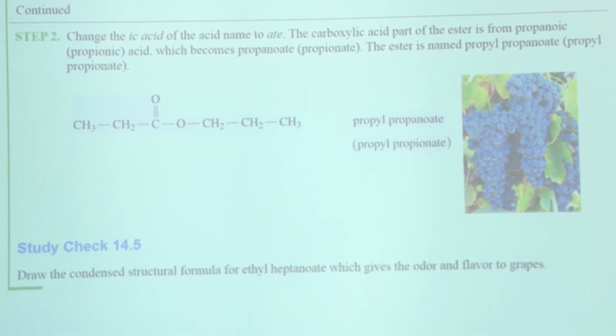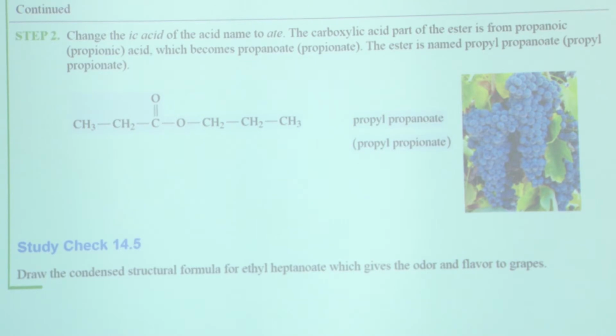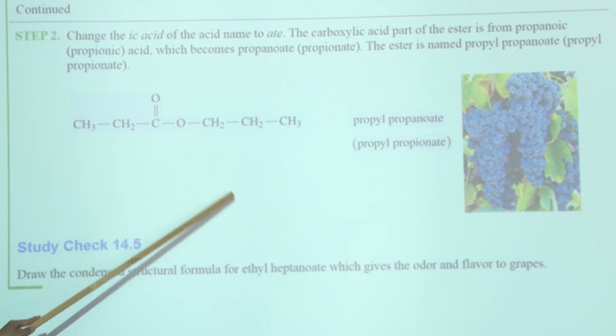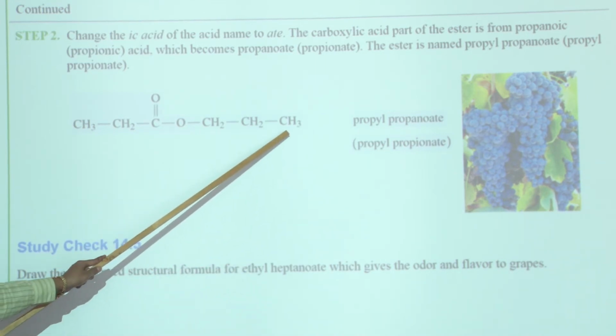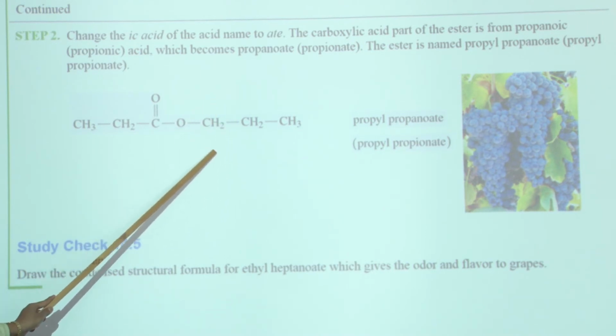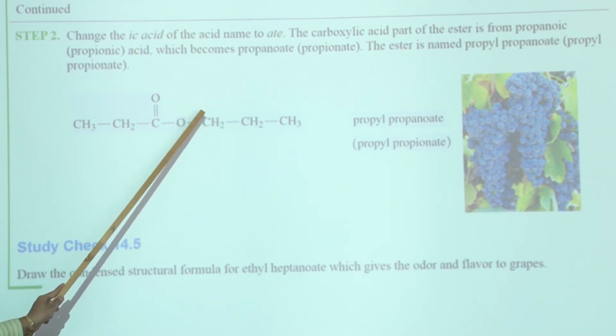Draw the condensed structural formula for ethyl heptanoate, which gives odor and flavor to grapes. So ethyl heptanoate. So ethyl is your alcohol. So we are looking at ethanol. So this part for your structure will be the ethyl. CH3, CH2O. So this is not there. We are not looking at propyl.